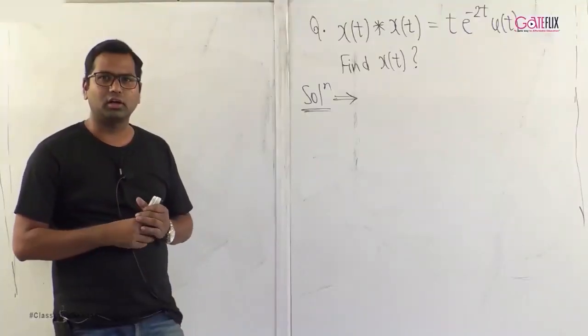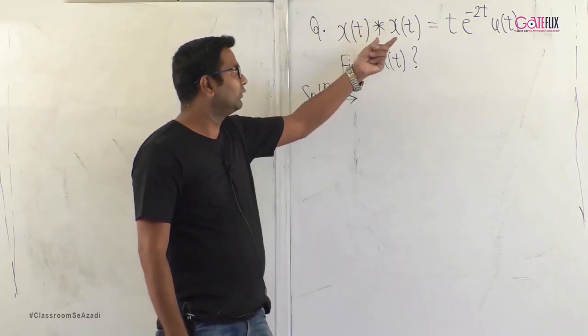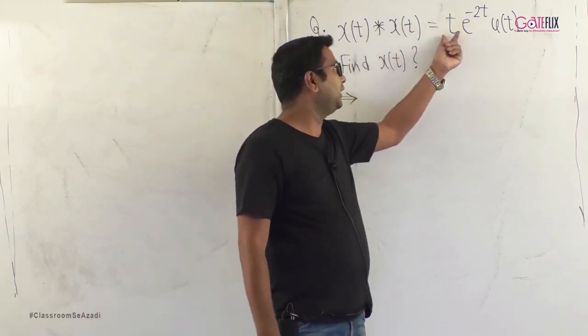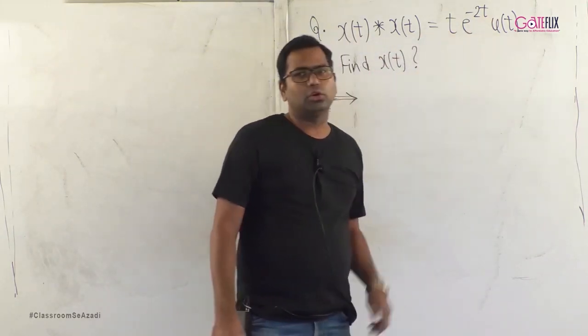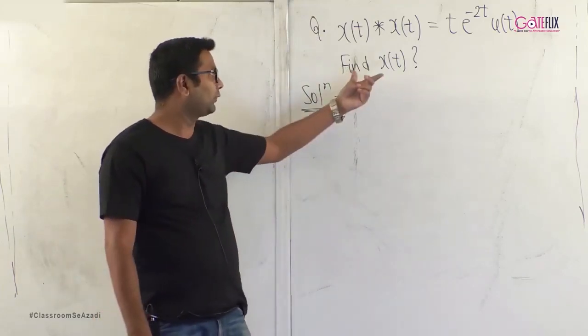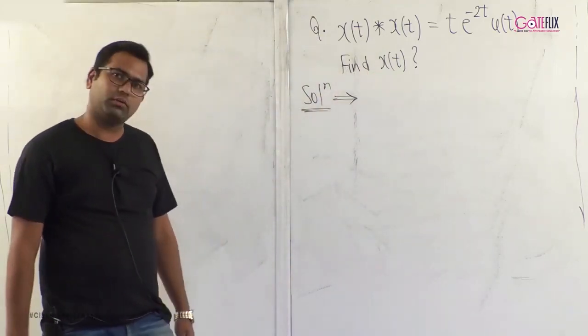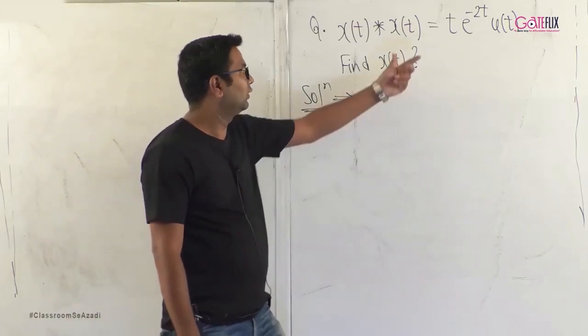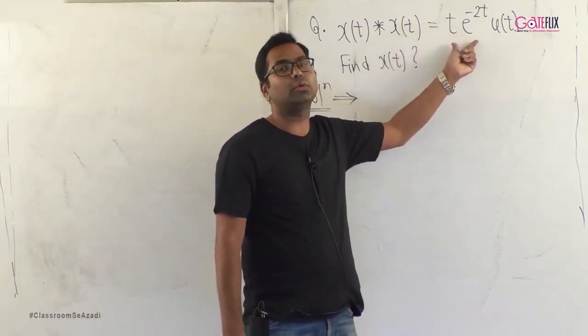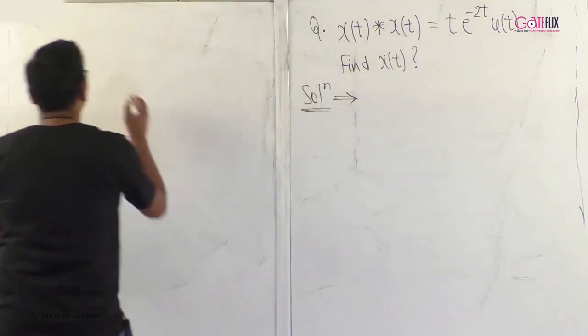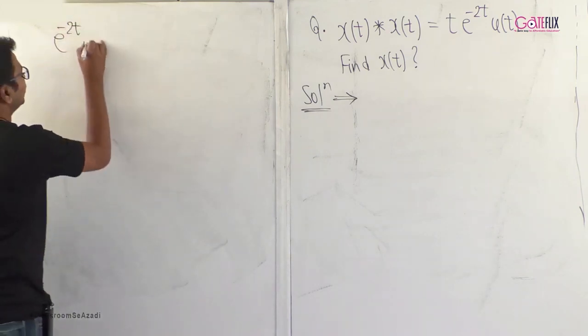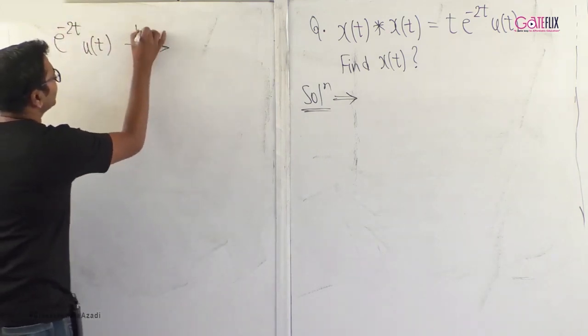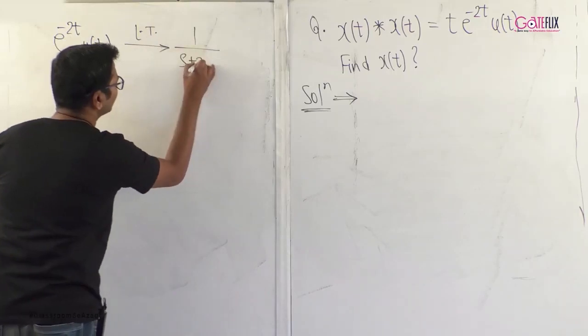In the next question, the convolution of x of t with itself is given to be t into e raised to minus 2t into u of t. We have to find x of t. First of all, we should know the Laplace transform of t into e raised to minus 2t. Now, for e raised to minus 2t u of t, the Laplace transform is 1 upon s plus 2.